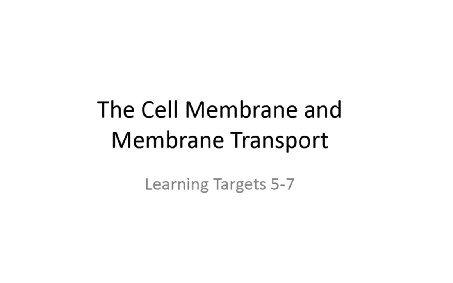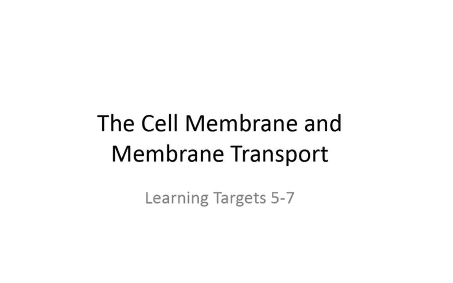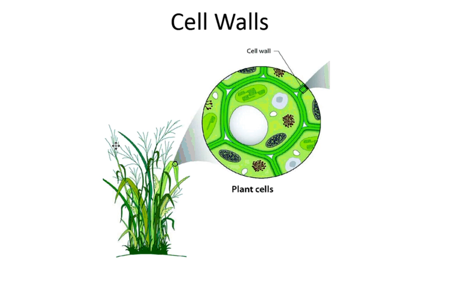This video is Unit 3, Learning Targets 5 through 7, Cell Membrane and Membrane Transport. So a little bit about plant cell walls and just cell walls in general. Cell walls are structures that give cells protection, and also give them shape and support. The reason that plants can grow to be as tall as they are is because of their cell walls.